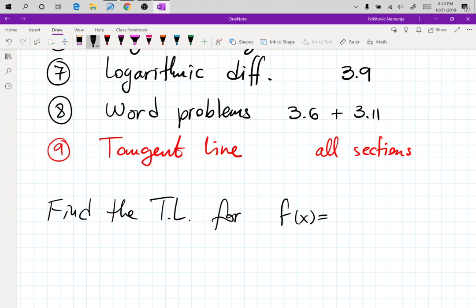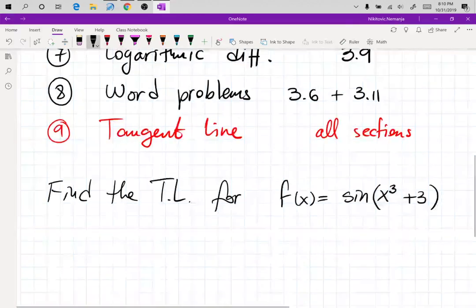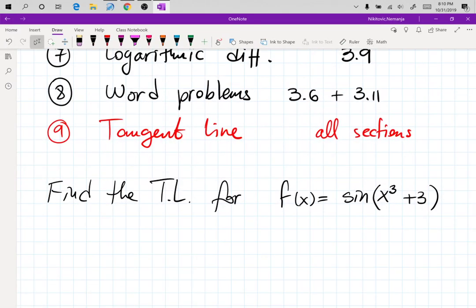Sine. Sine, okay, of what? x. Sine of x cubed plus 3, in parentheses, all to the 4th power.